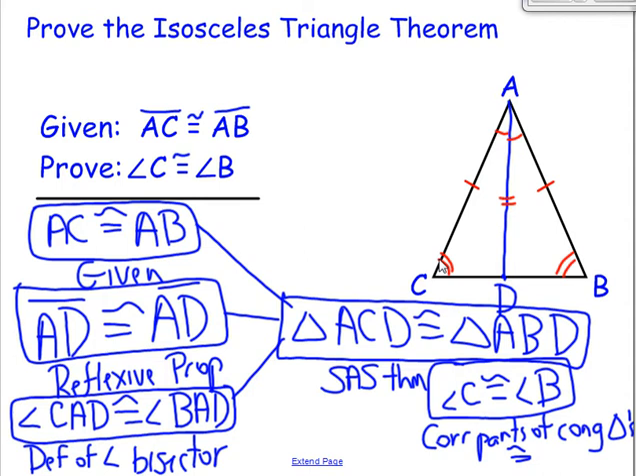Again, what it said was if I have two congruent sides, then the angles opposite those two sides, the base angles, are going to be congruent. And we just proved that. Now, an interesting corollary off of this is I've drawn that bisector through A. Is that bisector also a perpendicular bisector of the base, line CB?